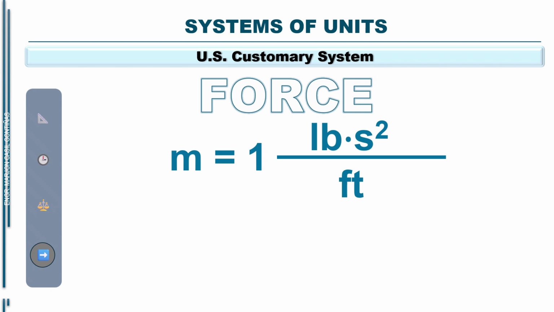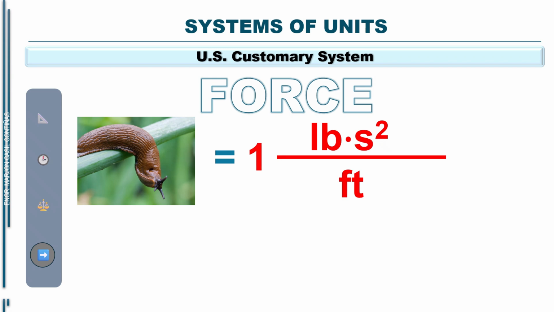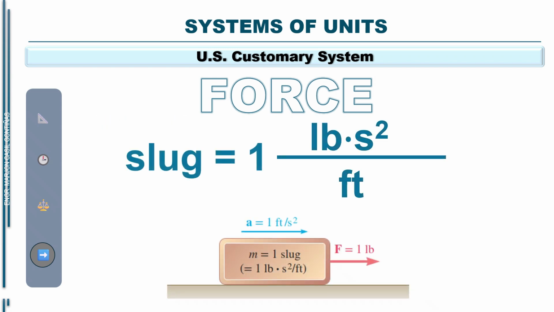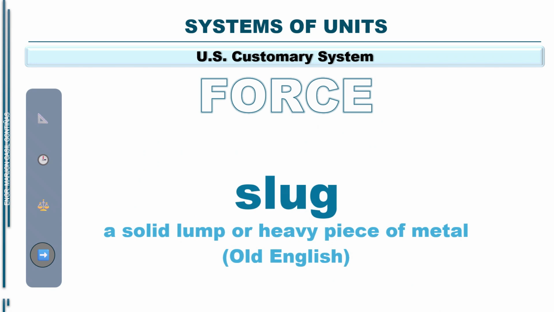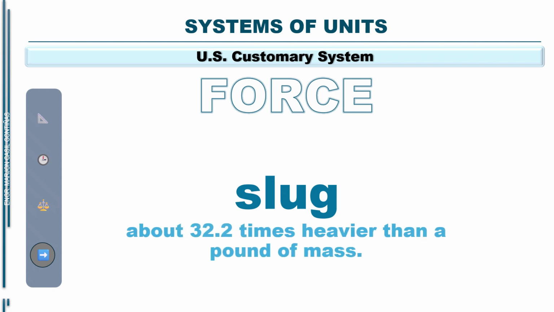This special unit of mass is called the slug. No, not that one. Yes, you heard that right. Slug. And yes, the slug is 100% a real unit in engineering. The term slug actually comes from Old English, meaning a solid lump or a heavy piece of metal. And just like that, a slug in physics means something with serious heft, not your garden variety slime friend. And here's the kicker. A slug is about 32.2 times heavier than a pound of mass.